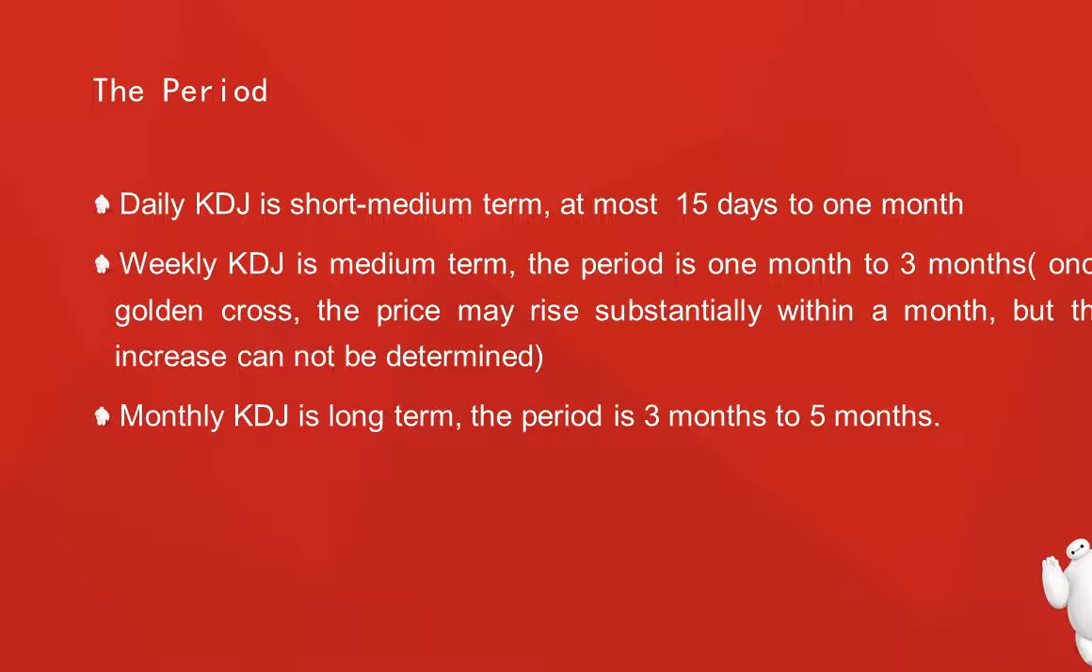The period you also need to know, because daily KDJ is short-term, you can keep for 15 days to 1 month. Weekly KDJ is for medium long-term. The period is 1 month to 3 months. The monthly KDJ is long-term. The period is 3 months to 5 months, okay? So this is the period.